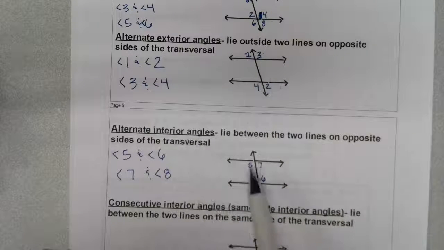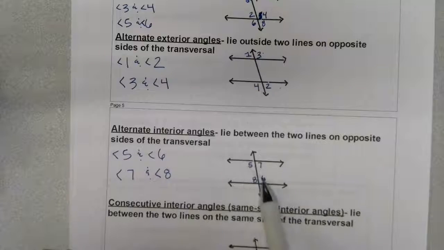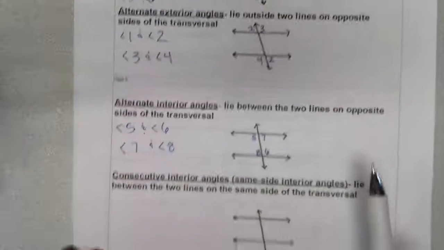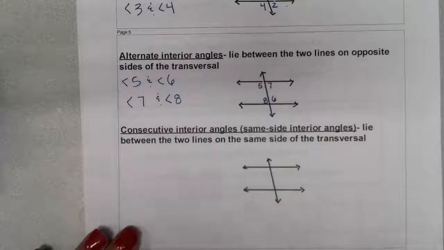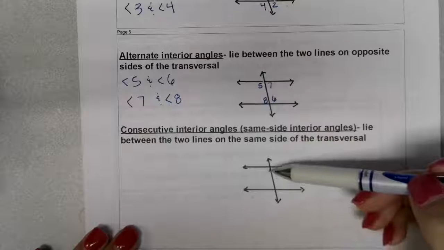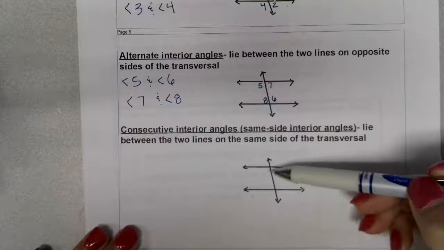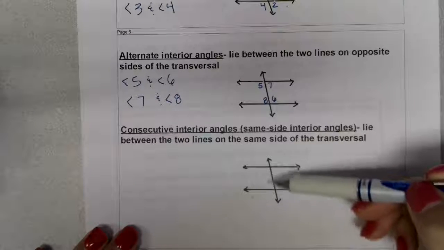Consecutive interior angles are going to be on the same side of the transversal and they must be in between or inside of the lines, okay? So we can't have consecutive angles on the outside. We can only have consecutive angles on the inside, okay?